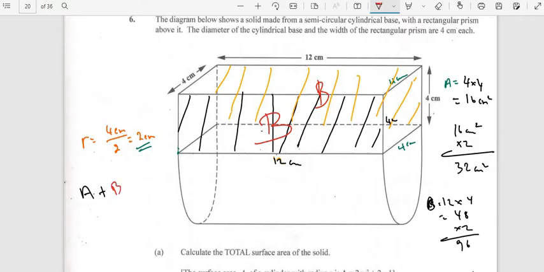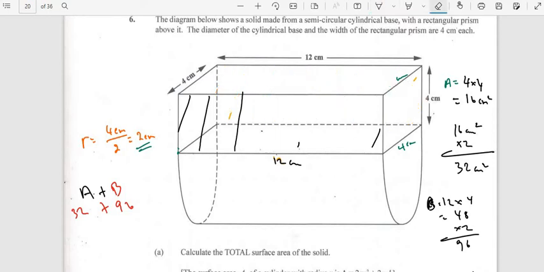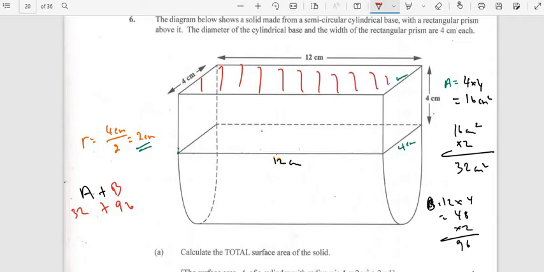So B, right, so A is 32, B is 96. What about the top? Just going to take these off so we don't get confused. Alright, so we're going to find the area on top here, the area of this face here.